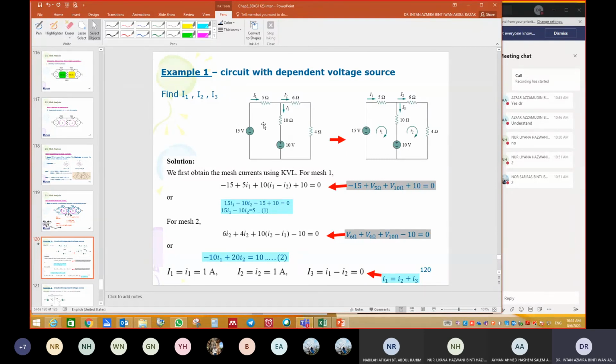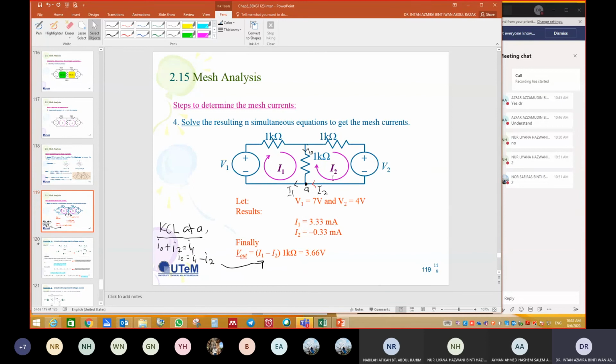The first step is to put the I1 and I2 in the loop. Make it clockwise. I1 here, I2 here. I1 here is equal to capital I1 here. I2 here is equal to capital I2 here. I3 here is sharing of or difference of I1 and I2. But you cannot simply write I1 minus I2 or I2 minus I1. Please do the equation like this.